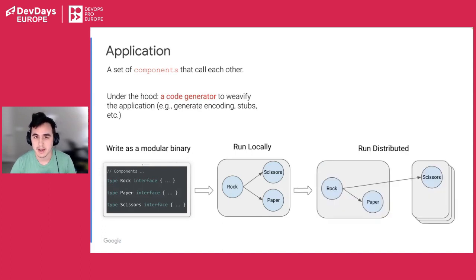But I can take the same binary and instead run it distributed. So now maybe the rock and paper components are placed in one OS process on one machine, but the scissors component is replicated across multiple machines. And now when we have a method call between two components on two different machines, they're executed as remote procedure calls rather than as local direct method calls. So that's components at a high level.